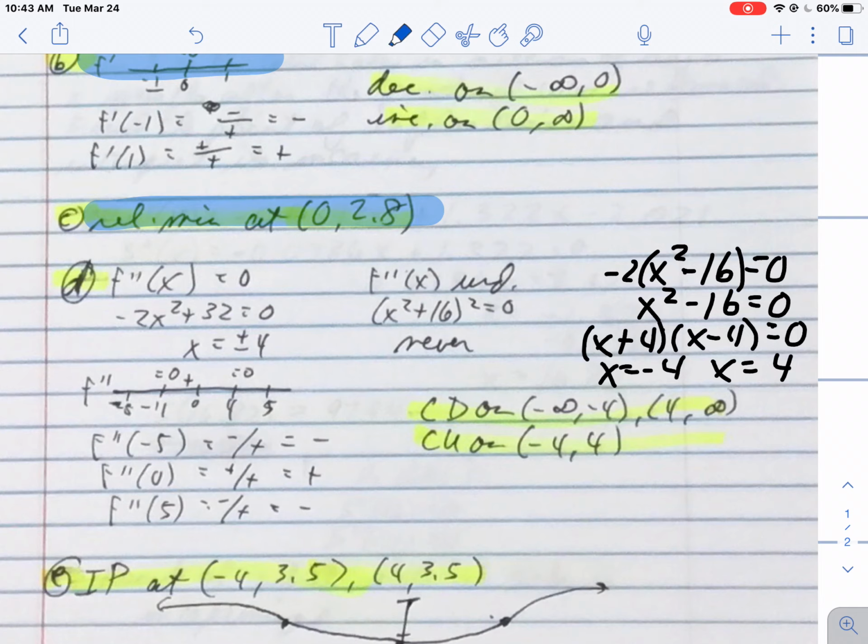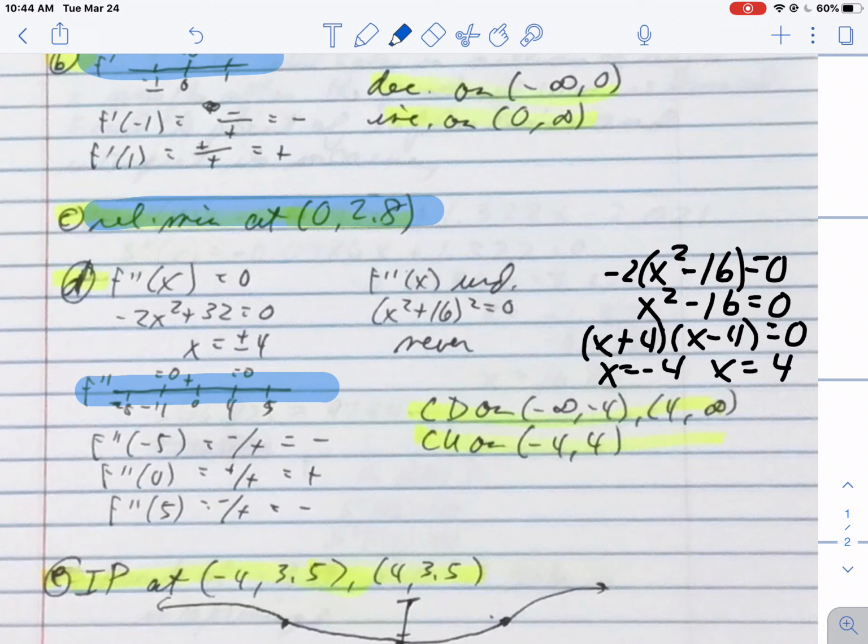So we set up our test strip, plug in our test values, f double prime of -5. Again, I'm plugging it into the second derivative this time. Plug -5 into f double prime, you get a negative value. I plugged in 0, which is in that interval between -4 and 4.